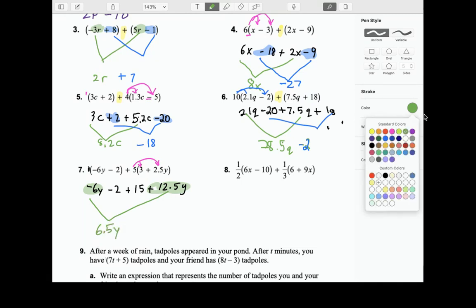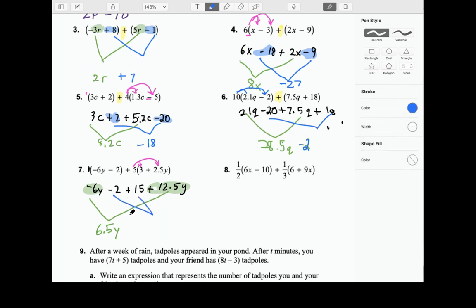Okay. And then I've got these guys. So again, careful with the signs. It's negative 2 plus 15. So 15 minus 2. They're different signs, so I have to subtract. 15 minus 2 is 13. And it's going to be positive because 15 was so much bigger and it had positives. And that's it. 6.5y plus 13.